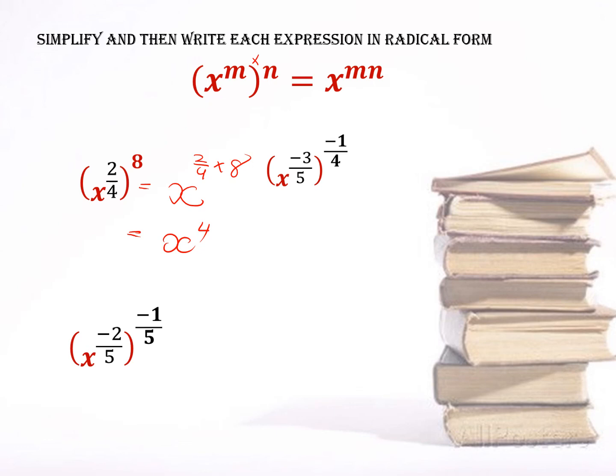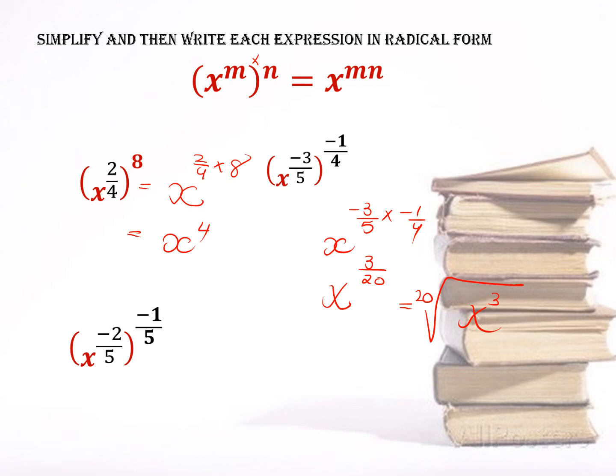Now this one, x to the power negative 3 over 5 times negative 1 over 4. So you will get x to the power 3 over 20. Now how do you write it under the radical sign? You will write the x. Now the power's denominator will be the index and 3 inside.